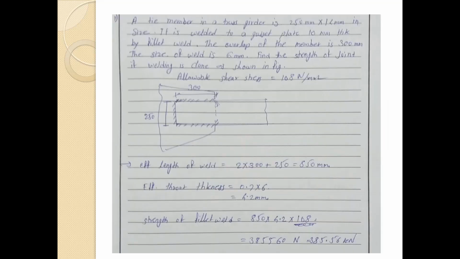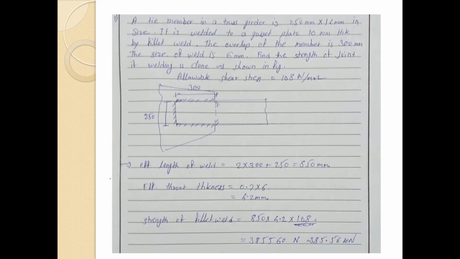Now, a tie member in a truss girder is 250 mm by 14 mm in size. It is welded to a gusset plate 10 mm thick by fillet weld. The overlap of the member is 300 mm. The size of the weld is 6 mm. Find the strength of joint if welding is done as shown in figure. So allowable shear stress here is 108 N/mm².